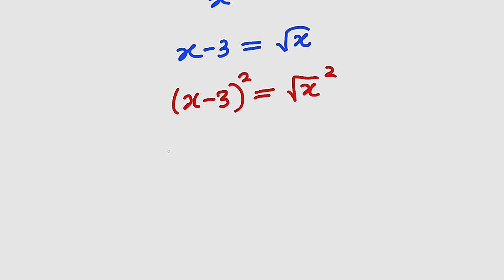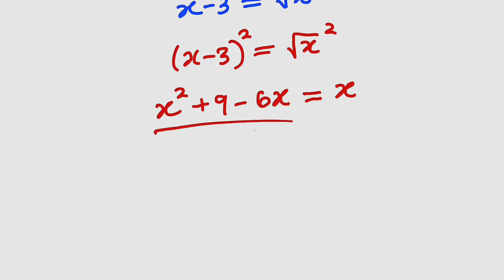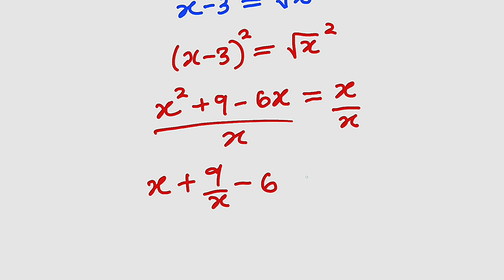Left hand side: take x, you square that, you have x squared. Then you take the second term, you square that, you have 9. Then minus 2 times the first term times the second term gives us 6x. And to the other side we have x, because the power of 2 will eliminate the square root. From here we can divide every single term by x. So here you have x squared divided by x, which is just x, plus 9 divided by x, minus 6x divided by x is 6, and on the other side x divided by x is 1.